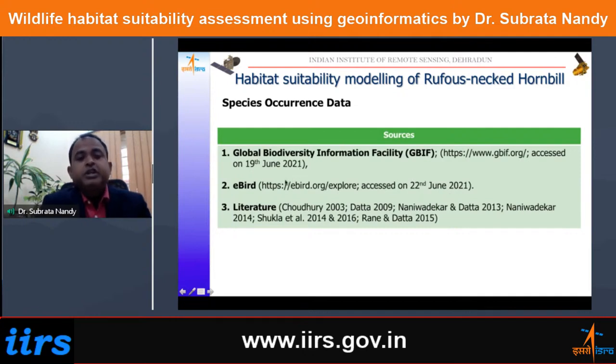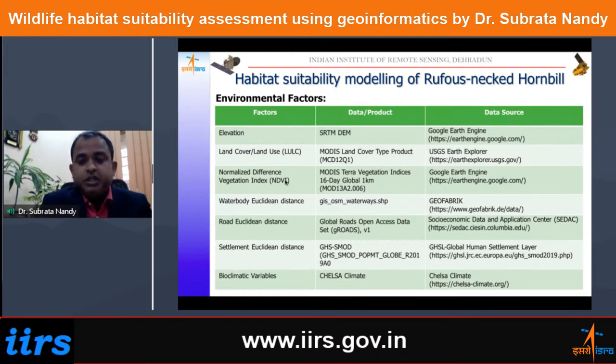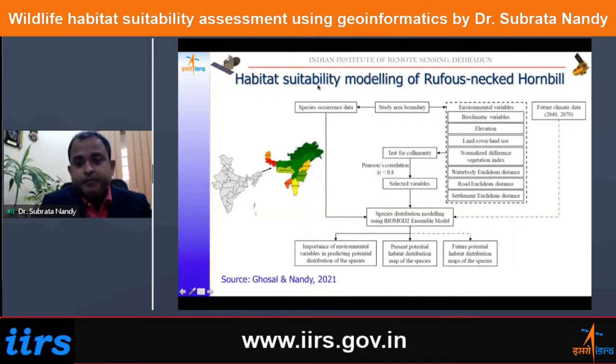So the main source for the species occurrence data was GBIF, the Global Biodiversity Information Facility. Basically, this is latitude and longitude information of the presence points of the species, from eBird also, and literature. So these are the dependent variables. Now for the independent variables, which are the environmental factors, I'll come to this part, which includes bioclimatic variables, elevation, land use and cover, NDVI, and distance from water body, road, and settlement.